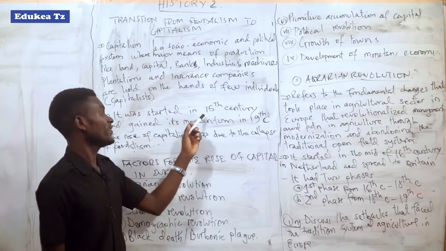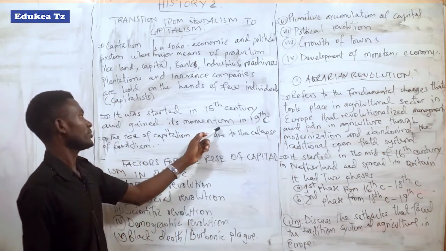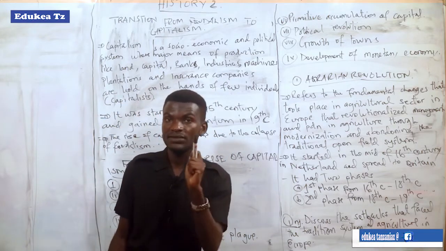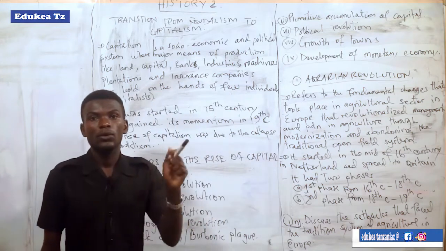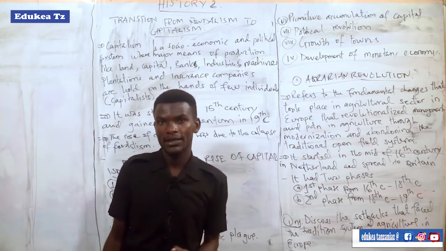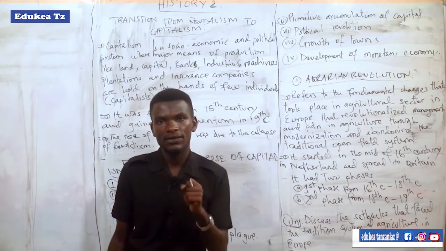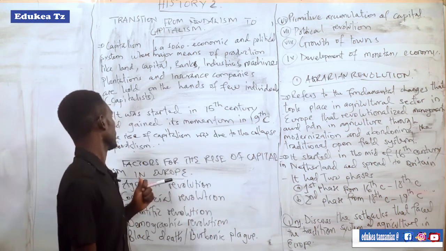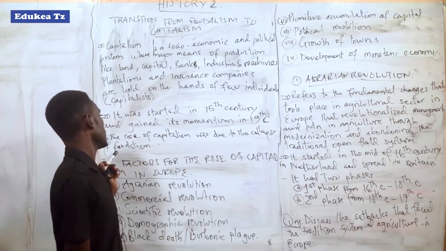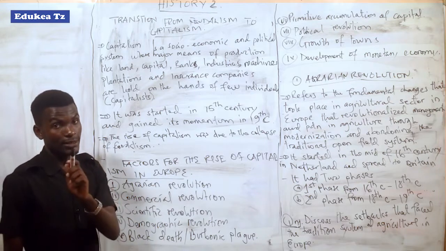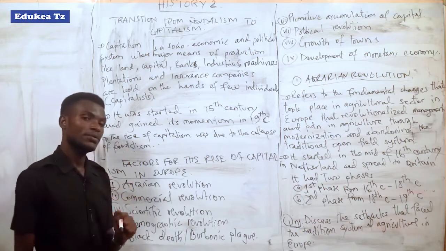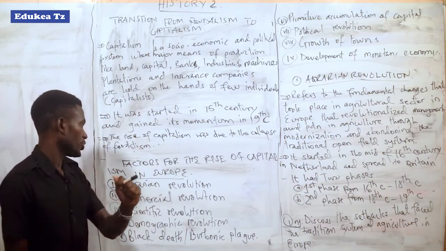And it started in the 15th century and gained its momentum in the 19th century. It means after the collapse of feudalism in the 15th century, that gave the way for capitalism to take place, but it gained momentum soon after the 19th century. The rise of capitalism was due to the collapse of feudalism. It means that the rise of capitalism was caused by the collapse of feudalism in Europe.